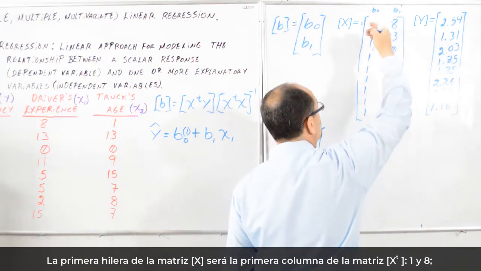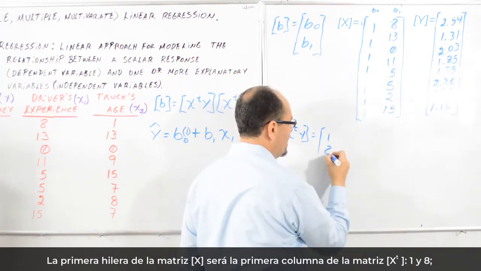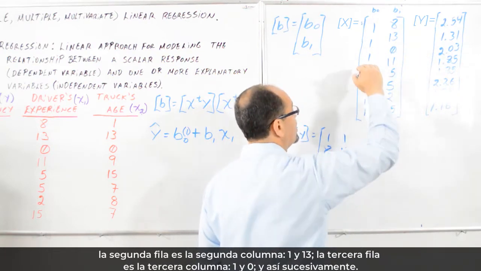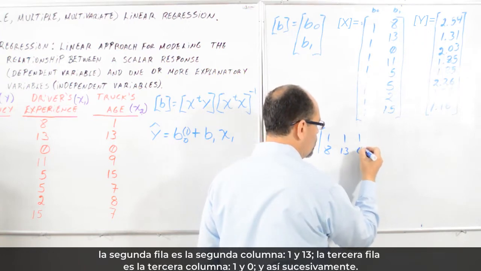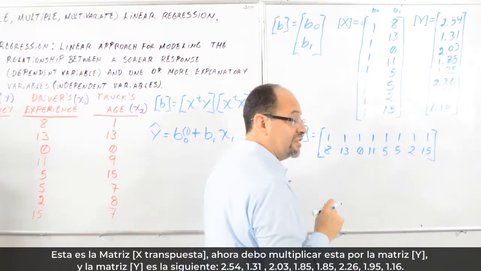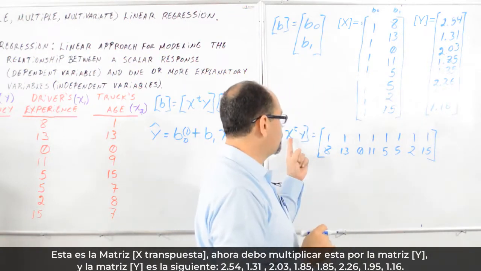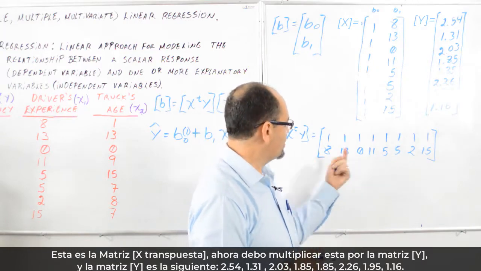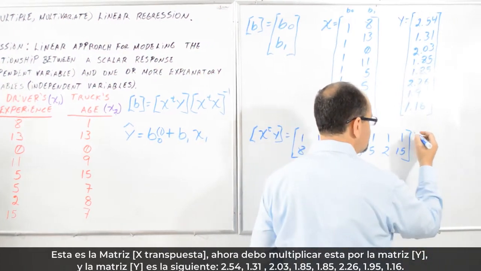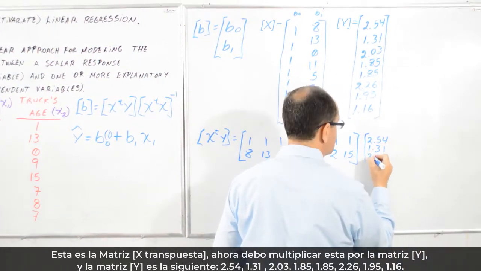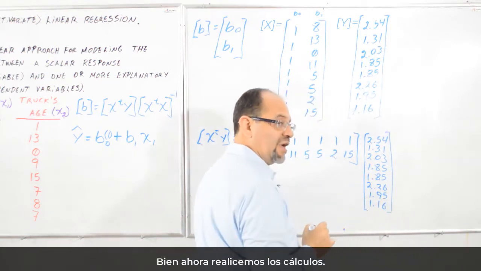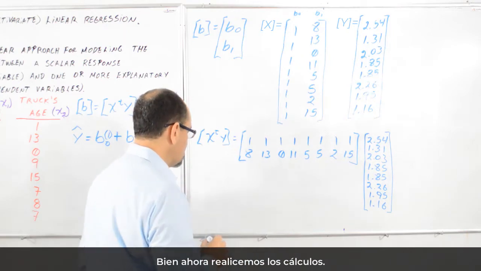the first row will be the first column, 1, 8. The second row, the second column, 1, 13. Third row, third column, 1, 0, and so on. This is matrix X transpose. Now I have to multiply this one times Y, and matrix Y will be that one. Okay, now let's do the calculations.